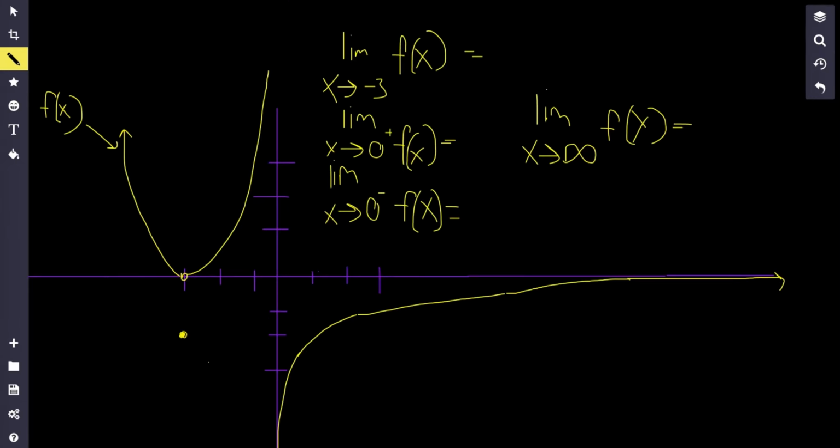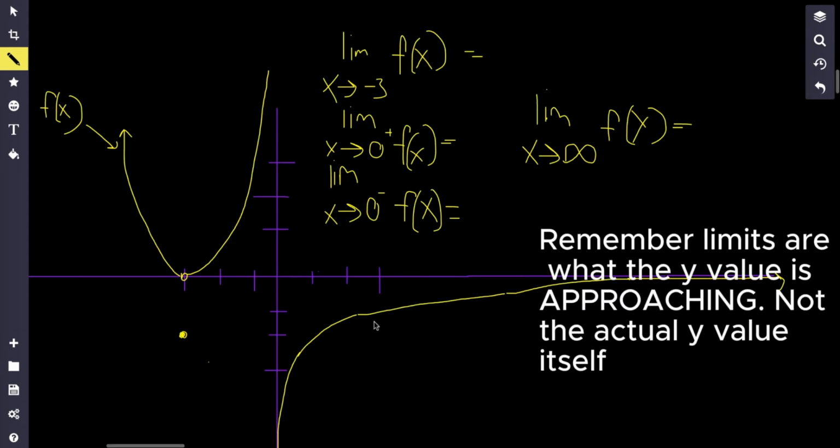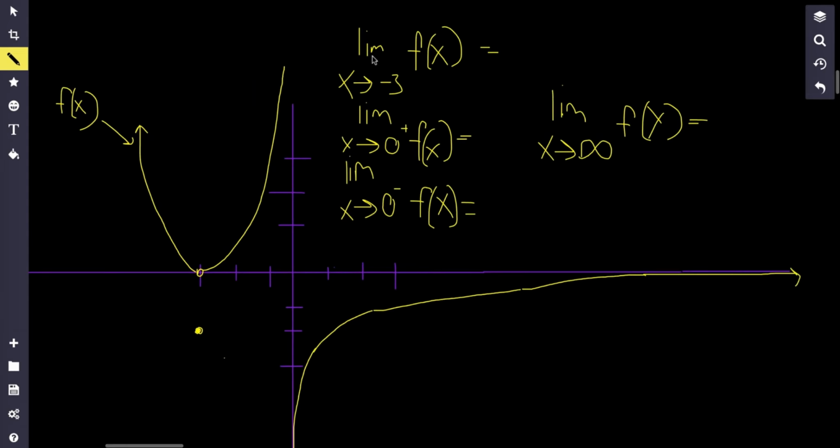Let's do some limit problems involving graphs. So right over here, I have the graph of f of x, which is this whole thing. I want you to find out the limit as x approaches -3 for this function, the limit as x approaches 0 from the positive side, as x approaches 0 from the negative side, and the limit as x approaches infinity for this function. Each tick mark on this graph represents a change of 1. So this would be -1, this would be -2, -3, and so on. And then this would be 1, 2, 3.